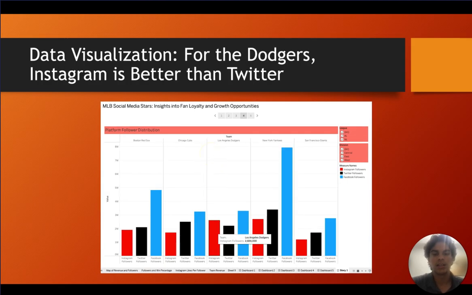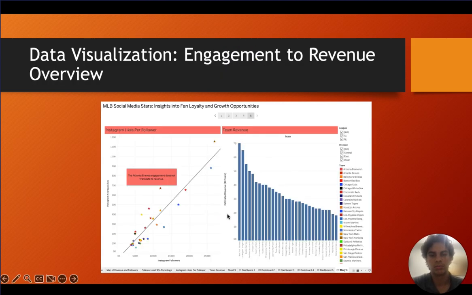And then here's one discrepancy that we can see where Instagram followers outweigh Twitter followers, with all other 4 teams having higher Twitter followers than Instagram followers. The Los Angeles Dodgers here in the middle, you can see, have a higher number of Instagram followers than Twitter.